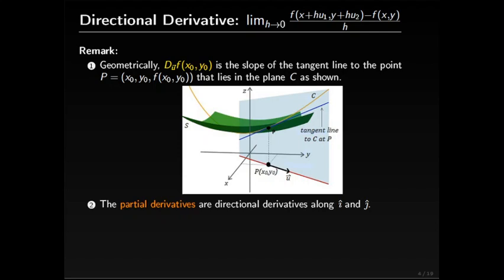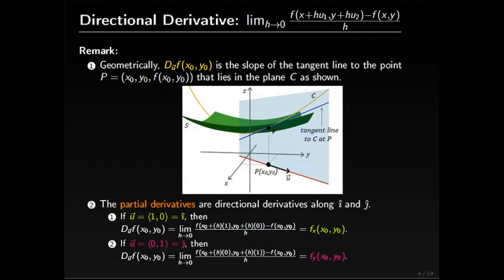Now, as special cases, we have the following. When the unit vector u is equal to the vector i, then the directional derivative of f with respect to u is the same as the partial of f with respect to x. Likewise, if the unit vector u is equal to the vector j, then the directional derivative of f with respect to u is the same as the partial derivative of f with respect to y, evaluated at x naught, y naught.